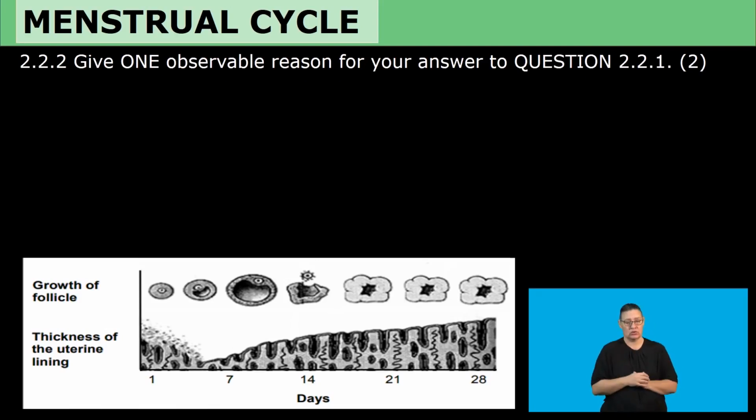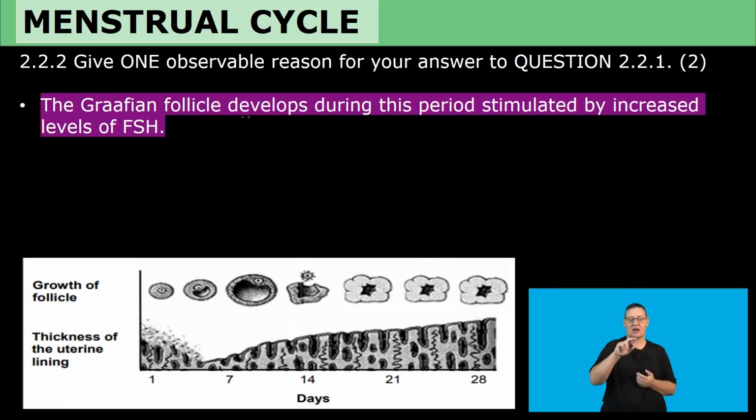2.2.2, give one observable reason for your answer in question 2.1. Something that you can see. The Graafian follicle develops during the period stimulated by the increase in FSH. You can see the growth as per indication earlier on.